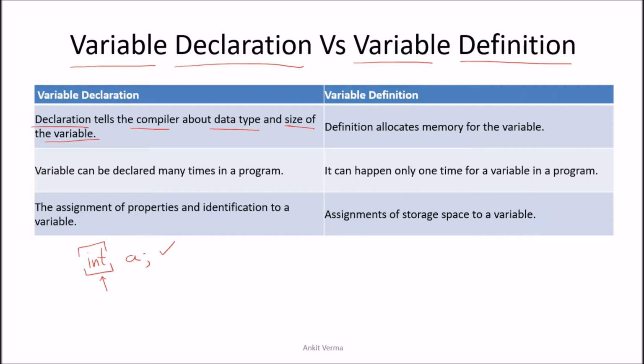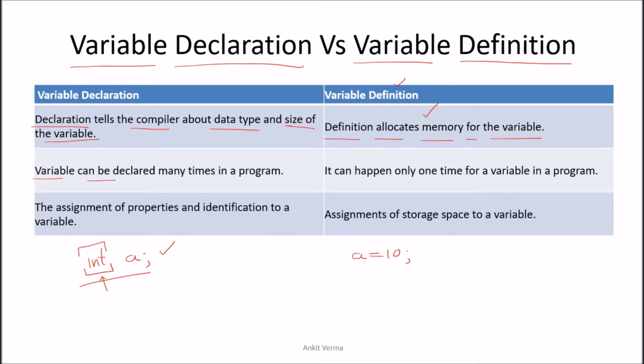Now if I talk about the definition, the definition allocates memory for the variable. Whenever you are assigning some value, then it allocates the memory. So this is called the definition. Declaration means declaring the variable. Definition means defining its value. Let us suppose that we are saying a is equal to 10. So that becomes the definition.